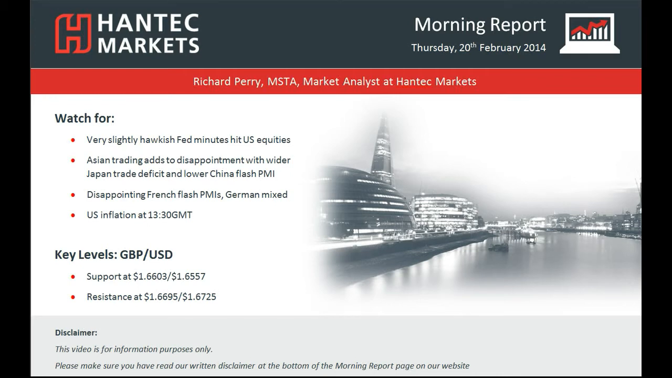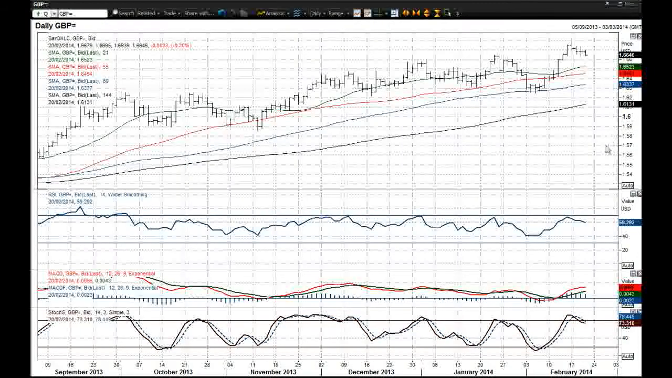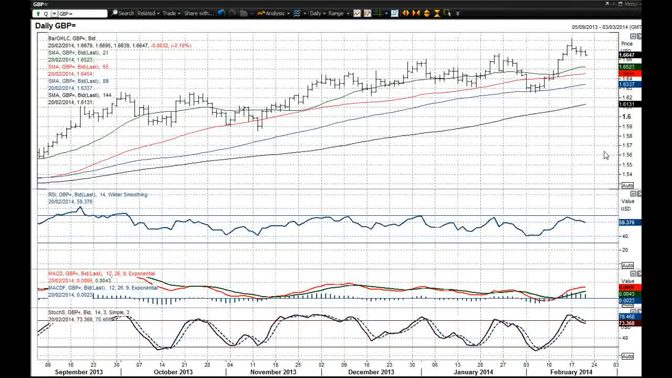I'm going to look at this cable chart now. The flight to safety that we've seen on the back of this disappointing data overnight, and also the potential, or certainly in the Fed meeting minutes, where the talk was of a potential rate rise in 2014, albeit highly unlikely, has strengthened the dollar, and again that is going to be seen on this cable chart.